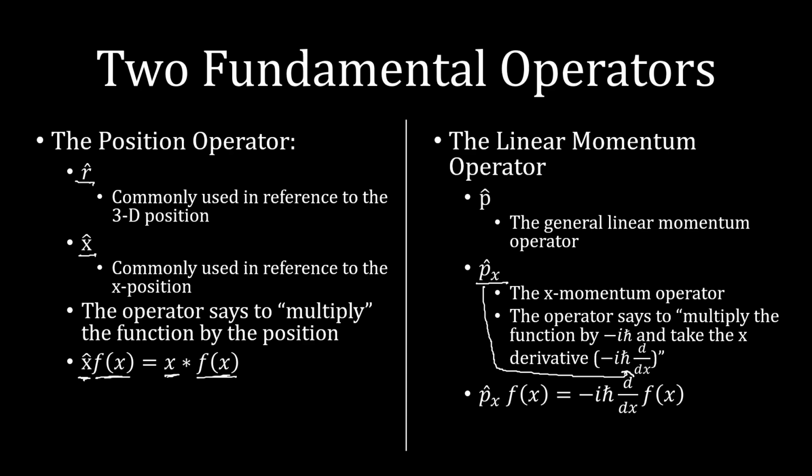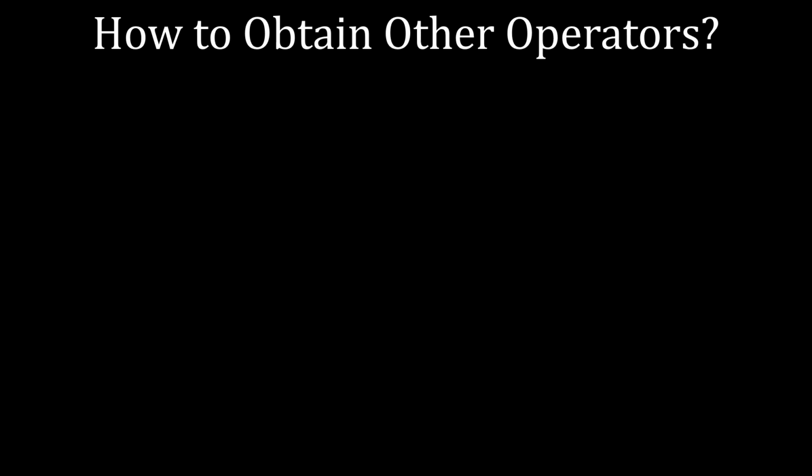So if we apply our momentum operator in one dimension, px hat, to some function f of x, we see we're going to take the derivative of f of x and then multiply the result by negative i h bar. So now that we have these two operators, that begs the question of how do we obtain other operators? Clearly we have all these great physical observables we want to know about a quantum system. How do we get their operators?